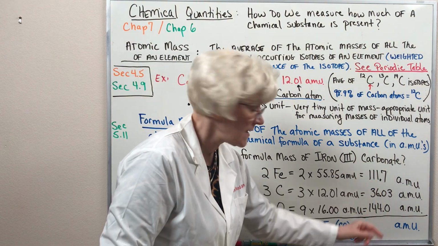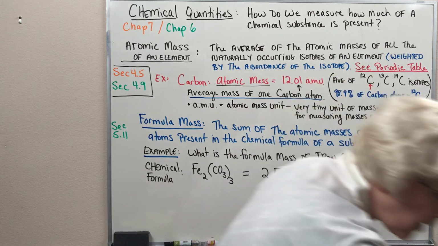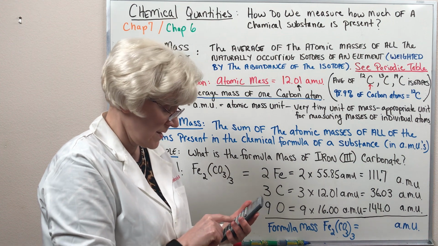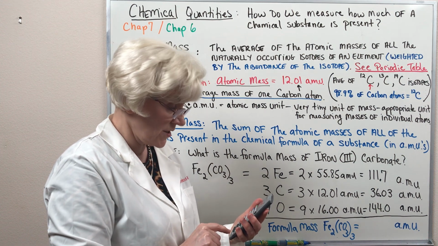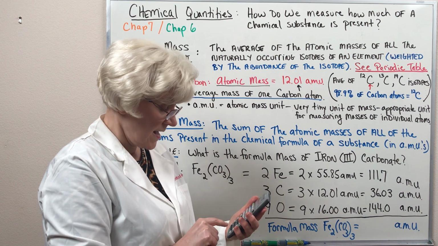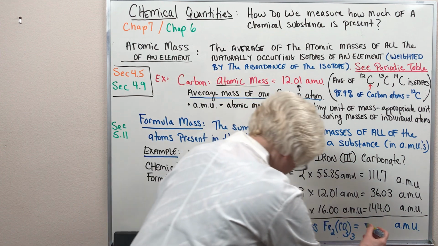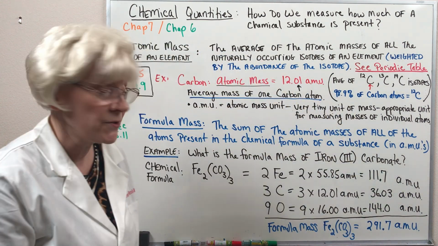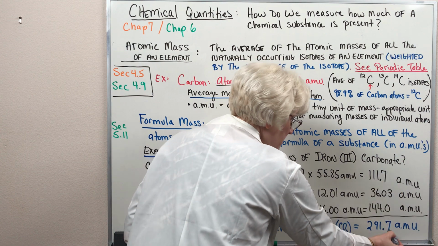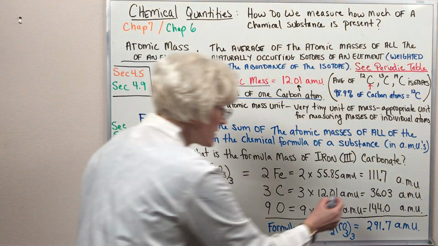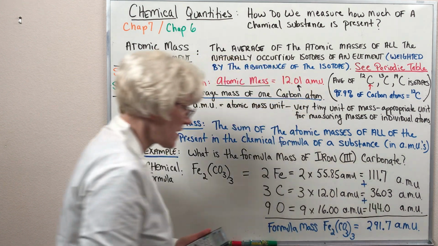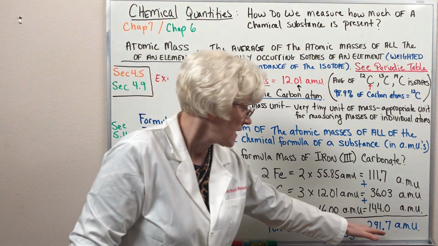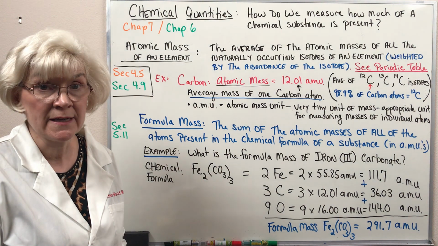And totaling these atomic masses up, taking a calculator and doing the calculation here. If you have your calculator out, it's a good time to stop and do the calculation yourself. And I am coming up with 291.7 AMUs, expressing the uncertainty to the tenth place, where uncertainty first begins when we add these values up. So we can state that the formula mass of iron(III) carbonate is 291.7 AMUs.